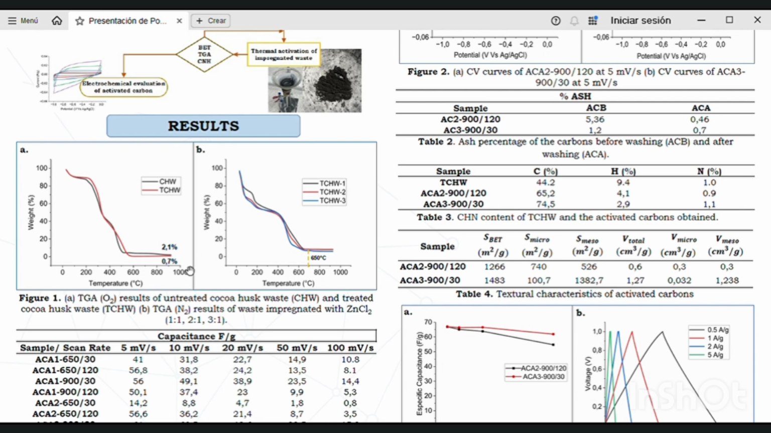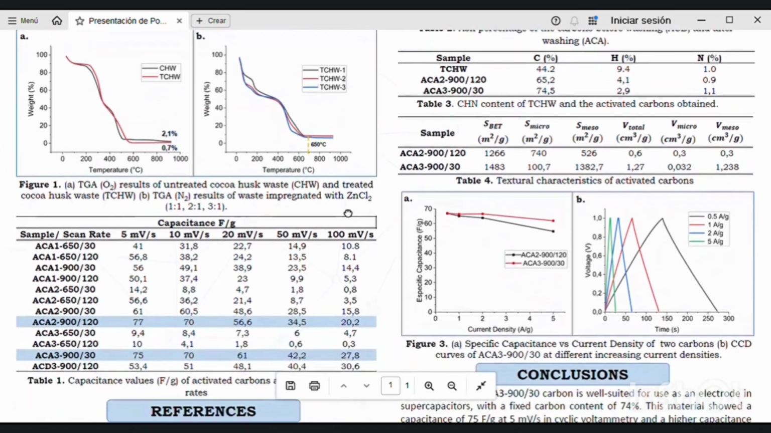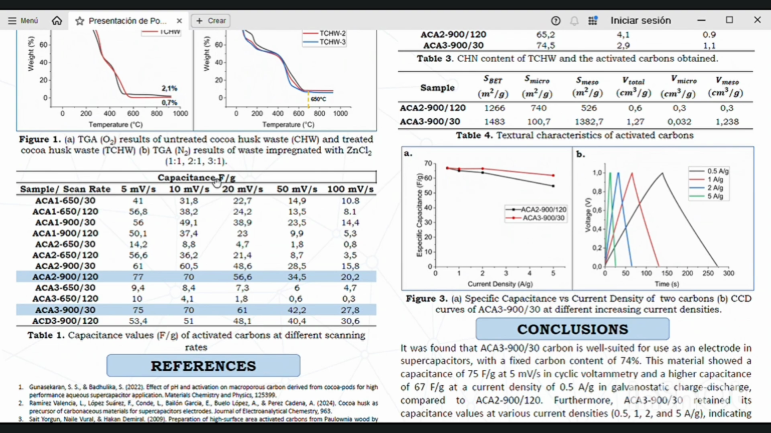Based on the thermogravimetric analysis of cocoa husk waste treated with zinc chloride in Figure 1b, temperatures of 650 and 900 degrees Celsius were chosen for the thermal activation of the materials, as the weight percentage remained stable within this temperature range. After producing the activated carbon, cyclic voltammetry was performed to assess their capacitance values.